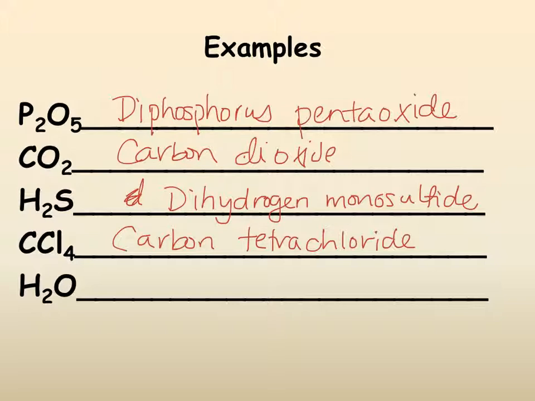Then this one we have 2 hydrogens and 1 oxygen. So this would be dihydrogen. Oops, I'm making a mistake, and hopefully you were catching me on that. Since it's 1 oxygen and it's the second element, we have to write monoxide. And that would be the actual technical name for water: dihydrogen monoxide.